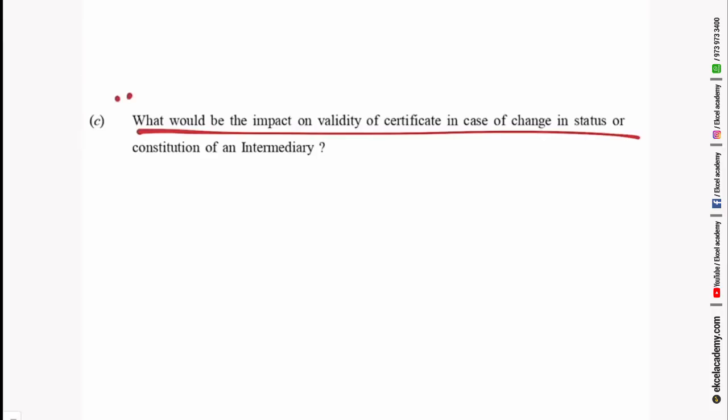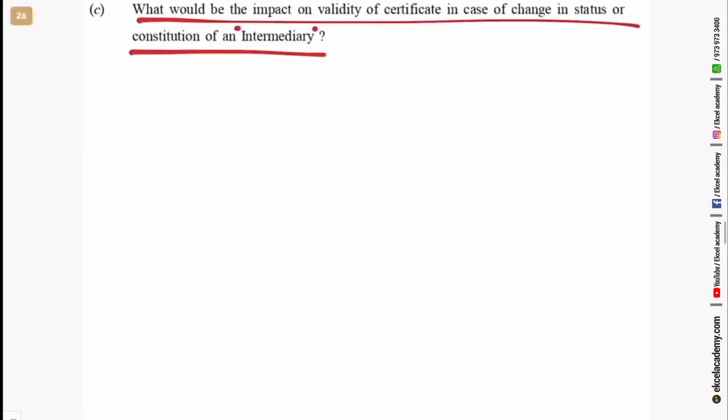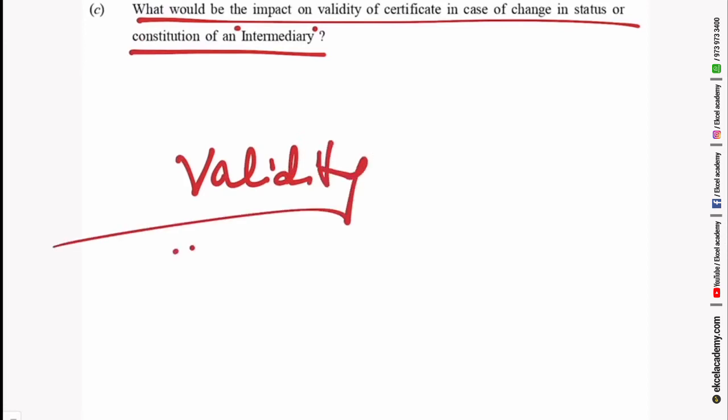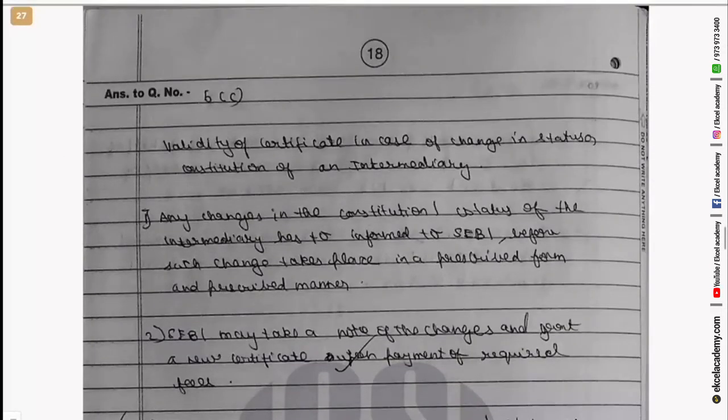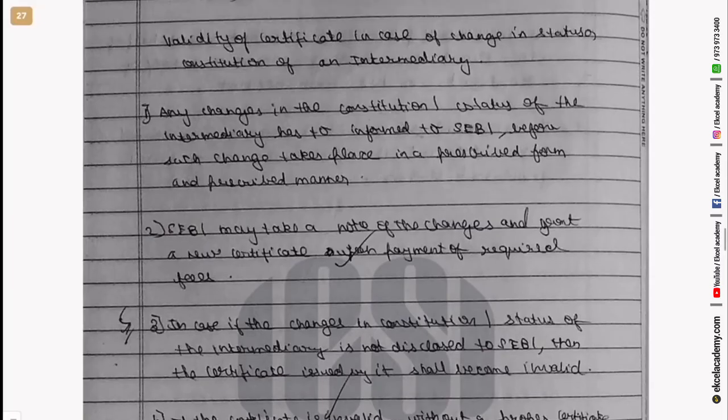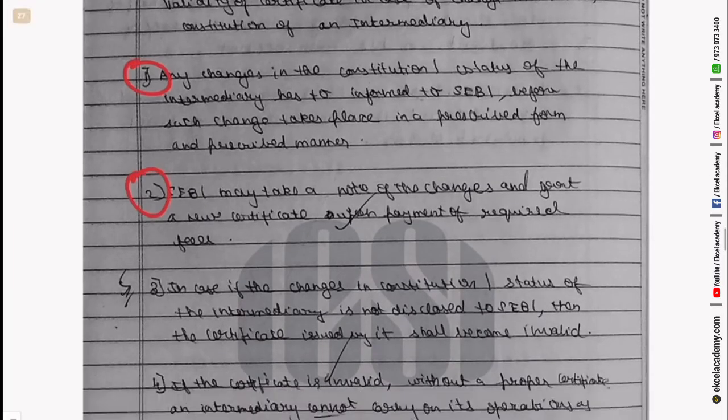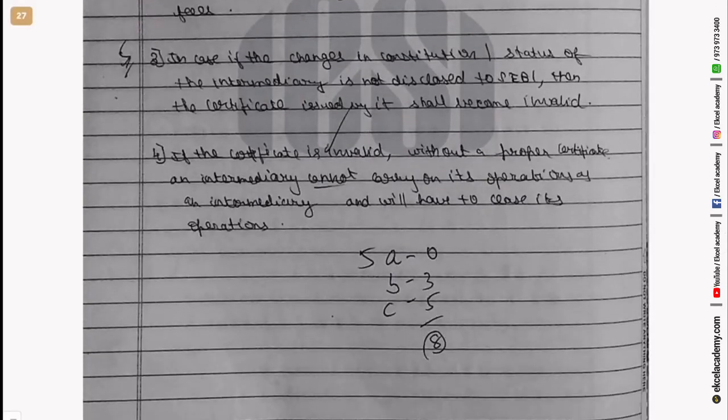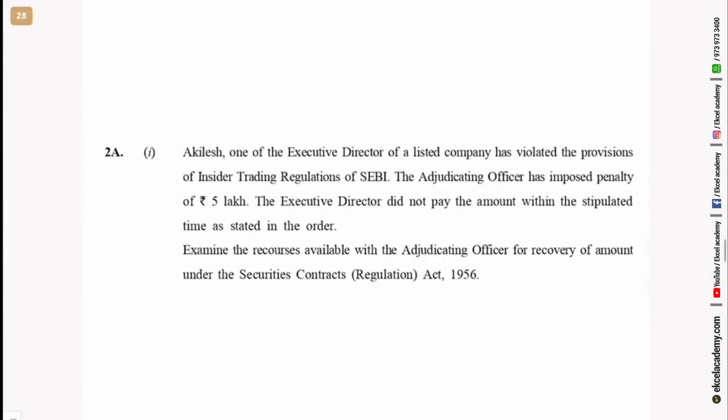What would be the impact on validity of certificate in case of change in status of constitution of an intermediary? So what is the main question about, validity of the certificate is what they're asking. So again, he has written it really well. The points, this is again a direct question. So he has studied, he has written, and he has got 5. So the problem was wrong. So 0, then 3 and 5. So this is excellent marks which he has got.